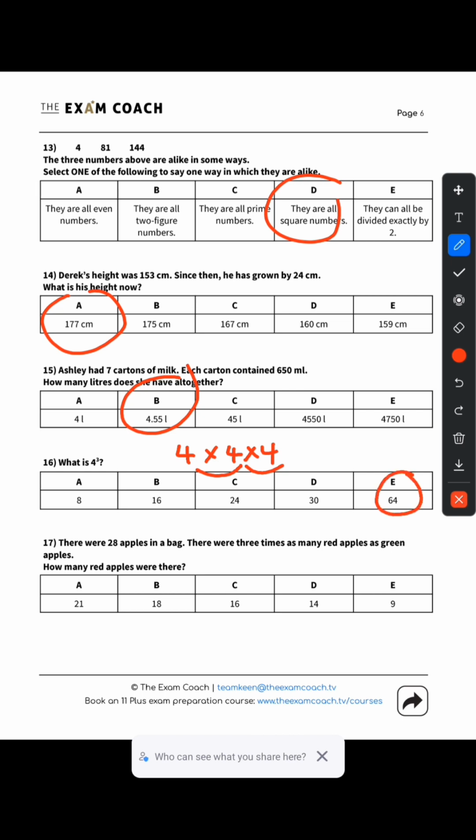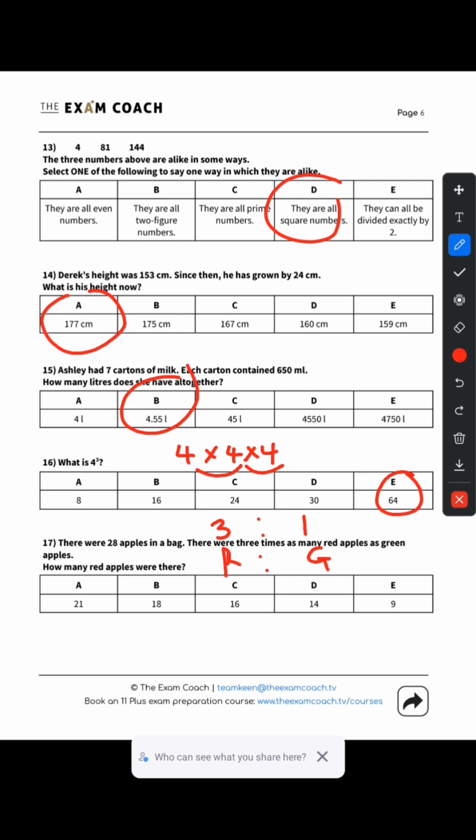There are 28 apples in a bag. There were 3 times as many red apples as green apples. How many red apples were there? Okay. Red apples to green apples. This is a proportional ratio. There are 3 times red apples to green apples. So this is 3 red apples and 1 green apple. That means for every 1 green apple, there are 3 red apples. How many red apples were there if there are 28 apples in the bag?